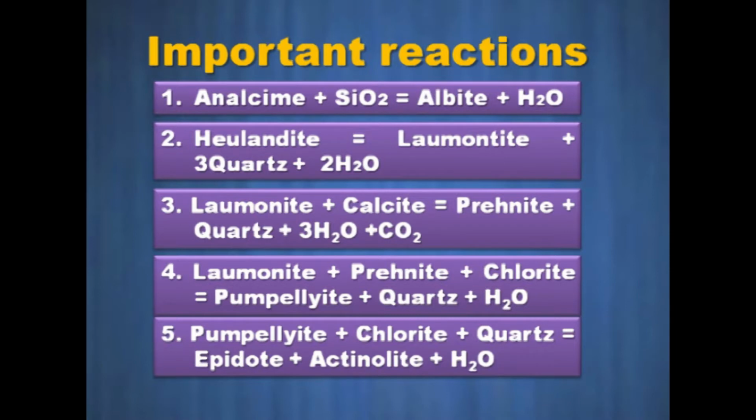Third reaction, laumontite plus calcite gives rise to prehnite plus quartz plus 3 water plus CO2. Reaction number 4, laumontite plus prehnite plus chlorite gives rise to pumpellyite plus quartz plus water. Reaction 5, pumpellyite plus calcite plus quartz gives rise to epidote plus actinolite plus water.